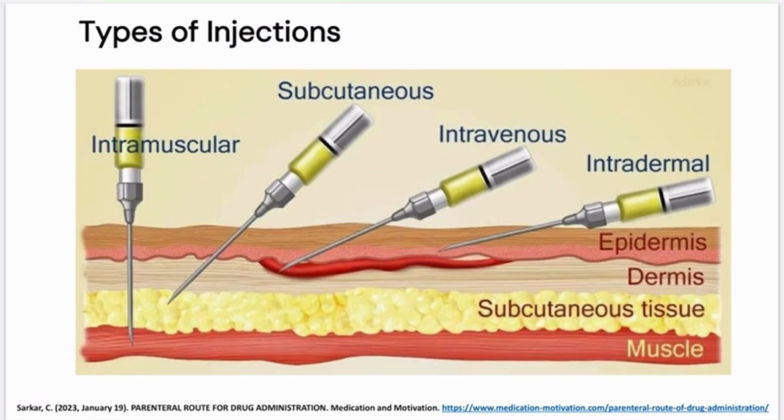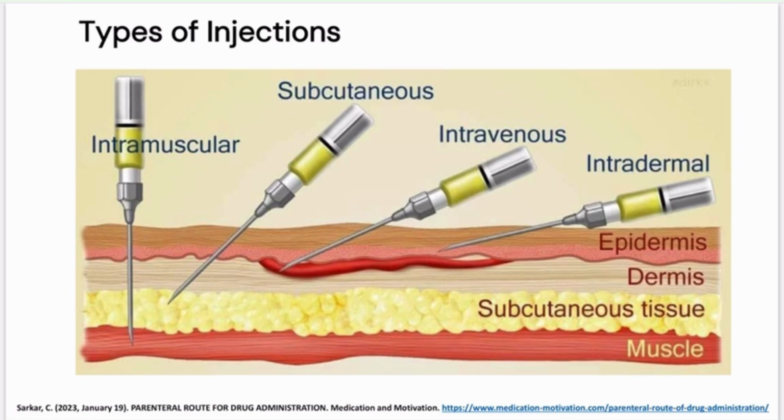Injections can be categorized based on the route of administration. The four primary types are intramuscular, IM, subcutaneous, subQ, intravenous, IV, and intradermal, ID.